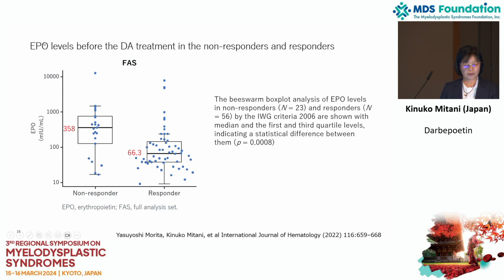This slide shows EPO levels before the darbepoetin alpha treatment in the non-responders and responders. The beeswarm box plot analysis of EPO levels in non-responders and responders indicated a statistical difference between them. The median EPO level was 358 in non-responders, while 66.3 in responders. We confirmed that EPO level is a strong indicator for success of darbepoetin alpha treatment.